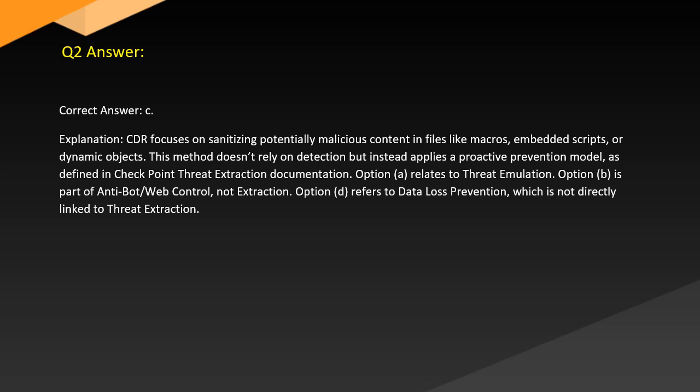Option A relates to threat emulation. Option B is part of anti-bot and web control, not extraction. Option D refers to data loss prevention, which is not directly linked to threat extraction.